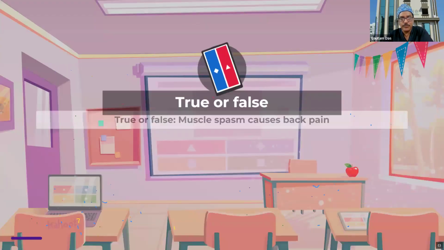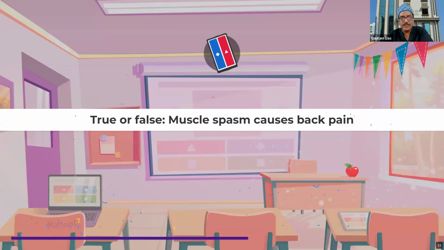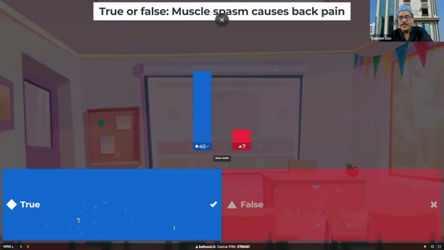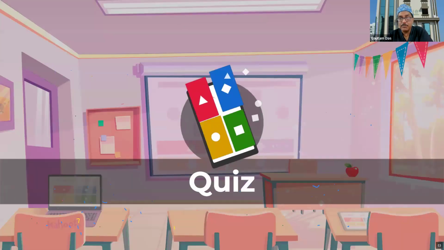Next, true or false? Muscle spasm causes back pain. Yes. And sometimes continuous muscle spasm can cause secondary myofascial pain, which I mentioned already.